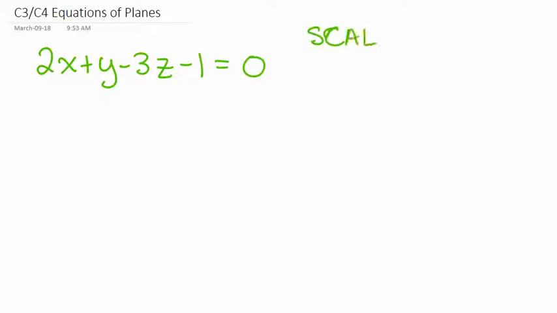Hey guys, here's a super fast video, I hope, on equations of planes. Okay, so let's make up an equation of a plane: 2x + y - 3z - 1 = 0. We call this the scalar equation of a plane.